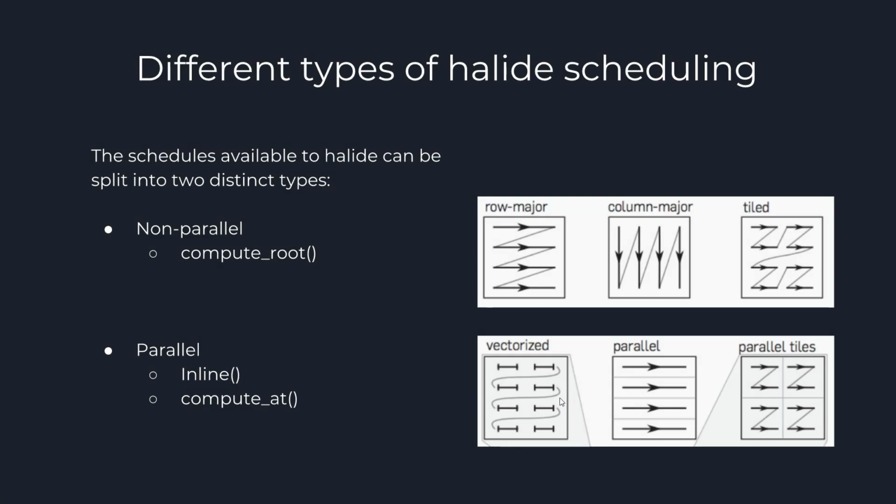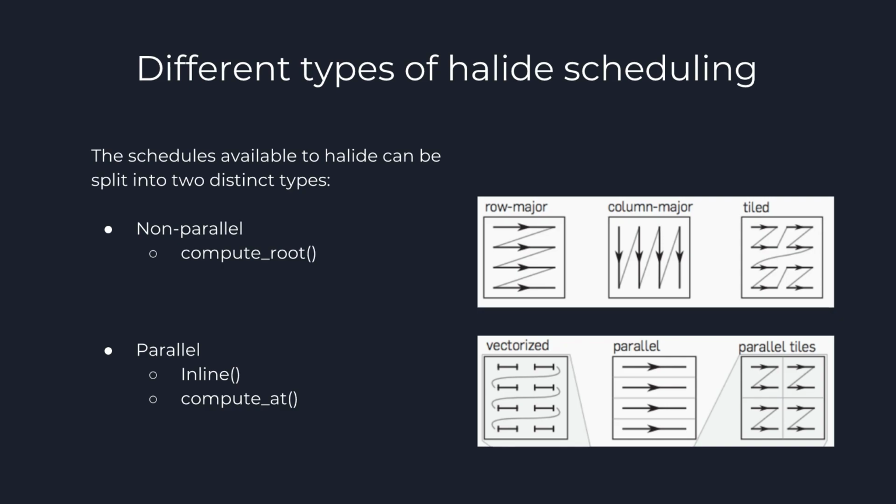So, what are the different types of Halide scheduling underneath that? Well, there are 6 different types under it, and they are split into 2 sections, non-parallel and parallel. The non-parallel versions have 3 major types: row major, which works on lines, column major, which works on the vertical axis, and then tiled, which has a bit of both.